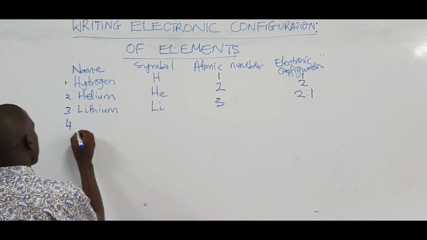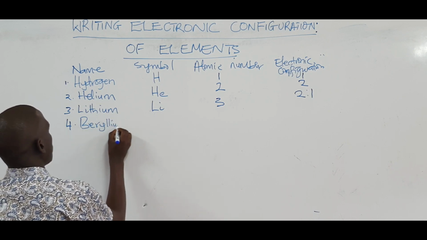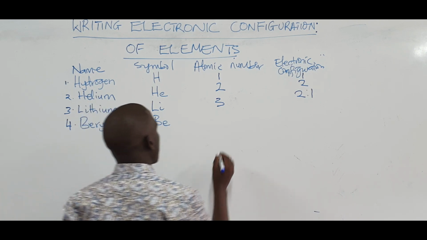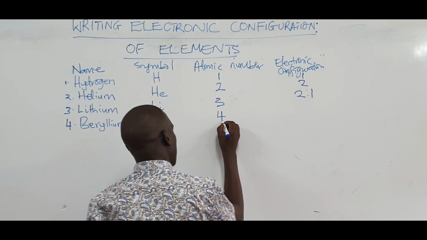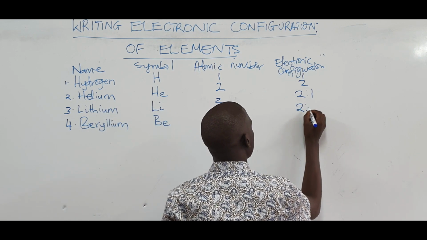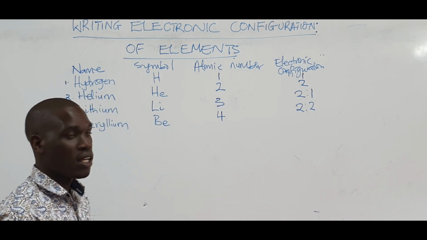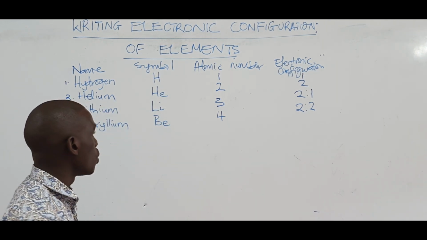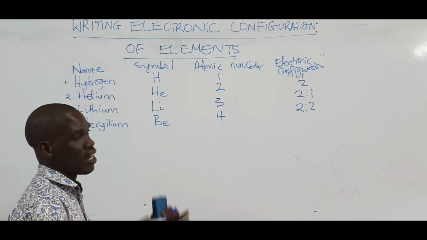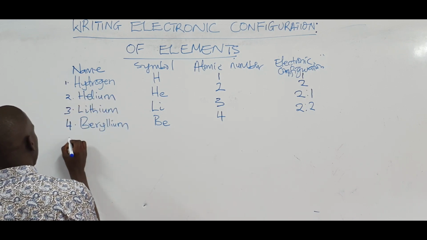The next element we have is beryllium. Beryllium, that is Be, atomic number 4. Electronic configuration of 2, 2. So beryllium also has 2 shells. The first shell has 2 electrons, and then the next shell also has 2 electrons.